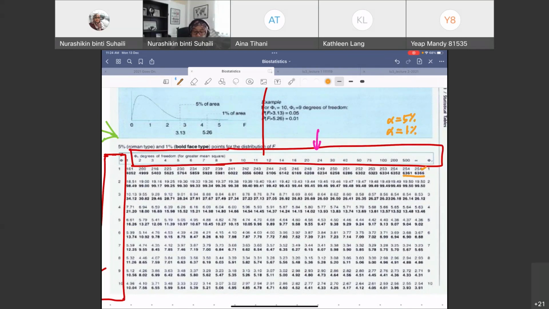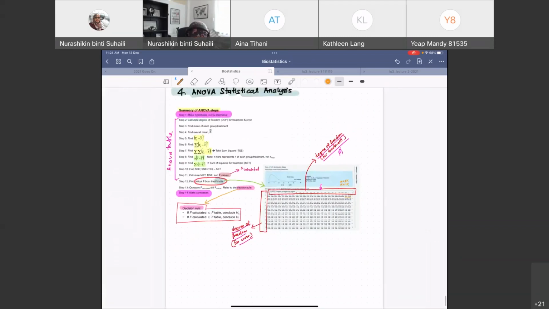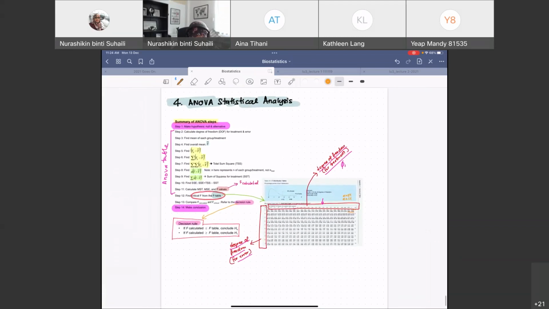So it means that depending on the alpha value given in the problem, you have to go based on that. If let's say the alpha is 5%, then you refer to the non-bold one, the values of the first row for each of the points. Hope that's clear. So those are the steps for ANOVA.